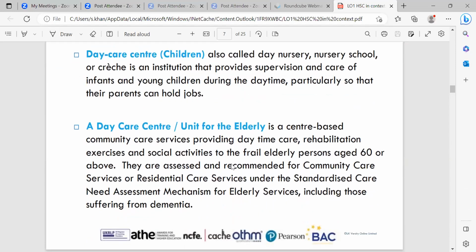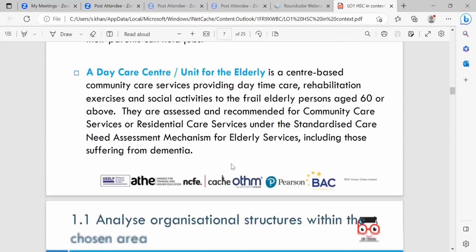A daycare centre and unit for the elderly is a centre-based community care service, providing daytime care, rehabilitation exercises and social activities to frail elderly persons aged 60 or above. They are assessed and recommended for community care services or residential care services under the standardised care need assessment mechanism for elderly services, including those suffering from dementia.